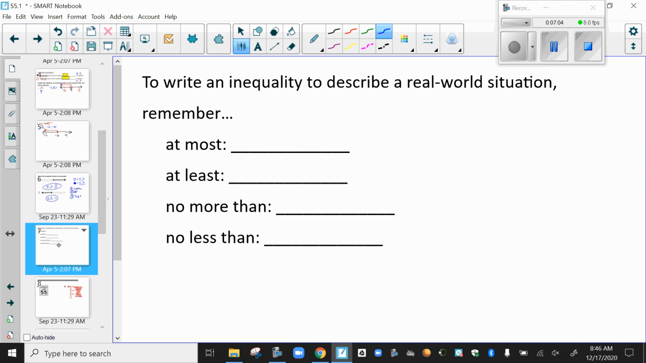All right, to write an inequality to describe a real-world situation, remember, at most means less than or equal to. So at most means the biggest it can be is the number they're talking about, which means it can also be anything less than or equal to. At least is the opposite. It's greater than or equal to. No more than means less than or equal to. No less than means greater than or equal to. All right? So at most or no more than both mean less than or equal to. At least and no less than equals greater than or equal to.